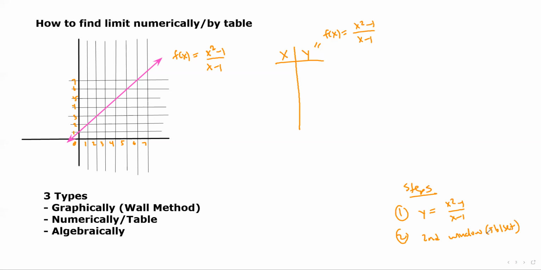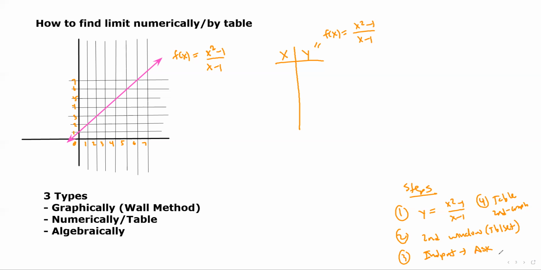And you're going to go to the independent row there, and then change that from auto to ask. Next, you're going to go to the table. So you hit second and graph to do that, and that will bring you to the table.